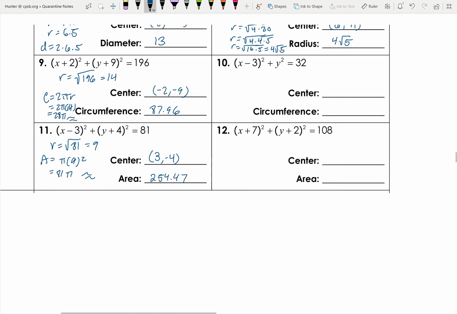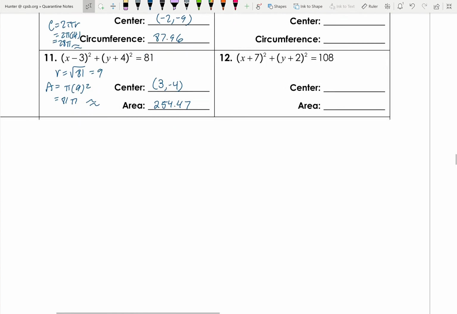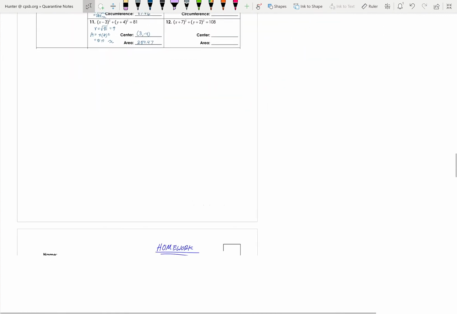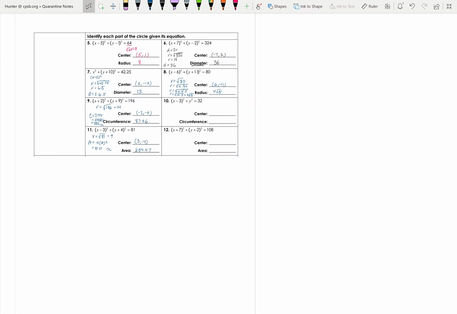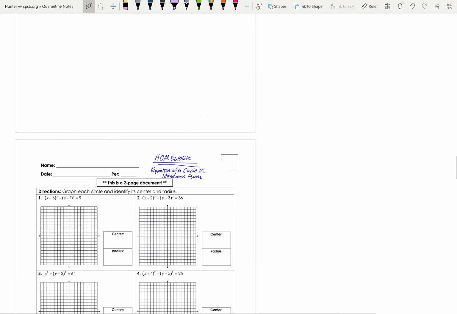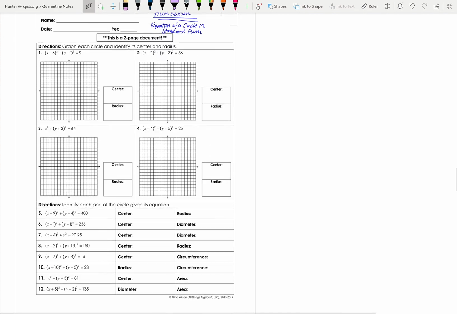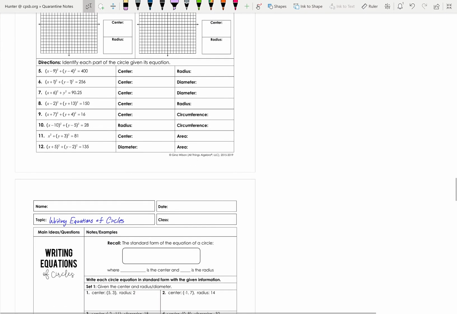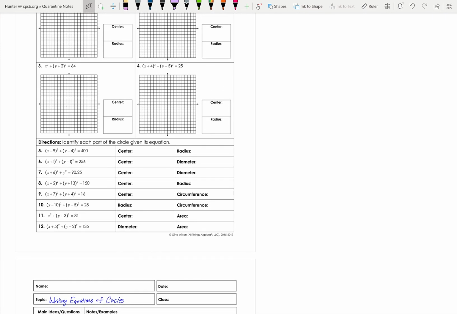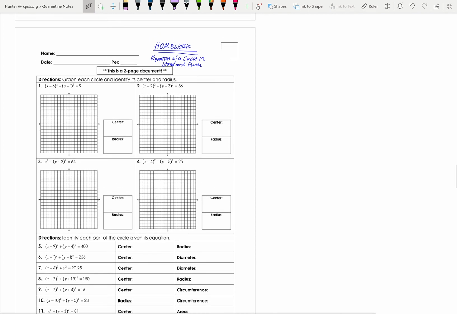And that is that. And that's the last example I've got for you guys. I mean, you can do 10 and 12 on your own. But you do have some homework I've set up for you. It's really just graphing some stuff and then identifying whatever it asks you to identify.